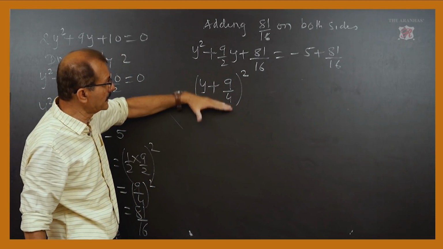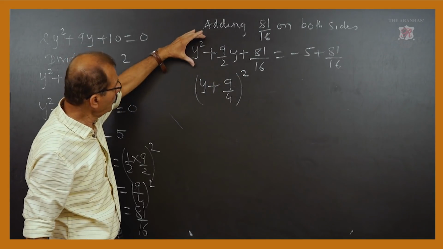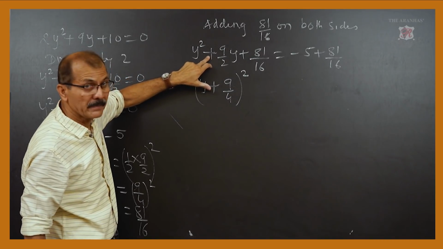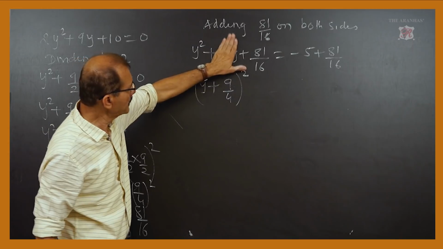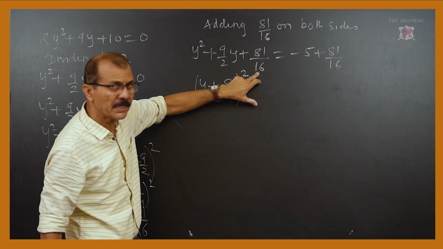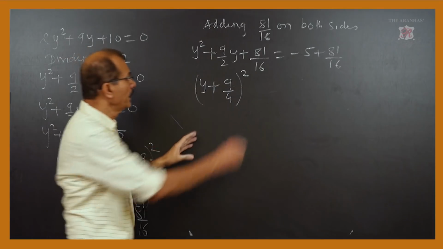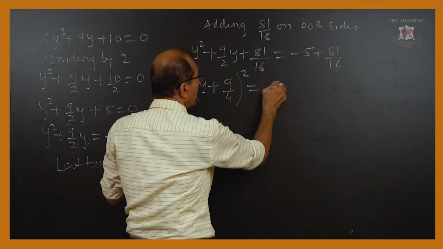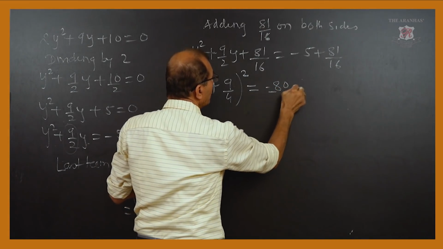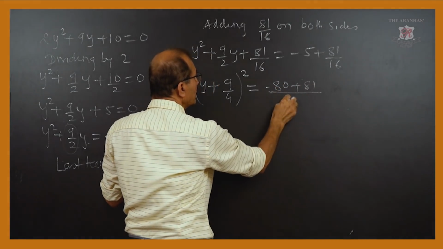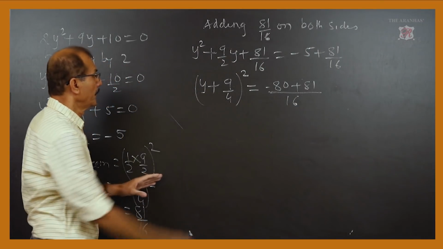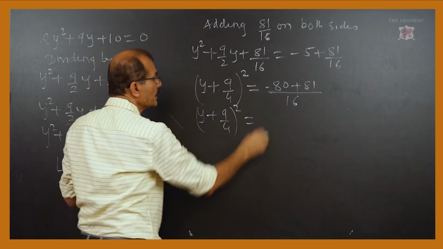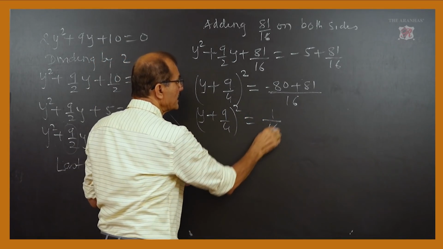To get this from here, concentrate on what is y square ka root? Y. Take the sign of the middle term, plus. Forget about this now. What is the root of 81 upon 16? 9 upon 4. Now, 16 5s are 80, so minus 80 upon 16 plus 81 upon 16. So, y plus 9 upon 4 bracket square is equals to 1 upon 16.